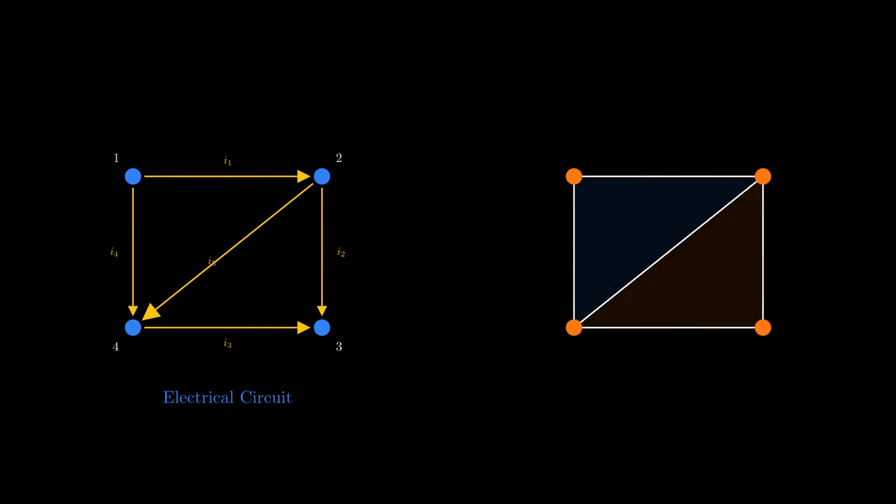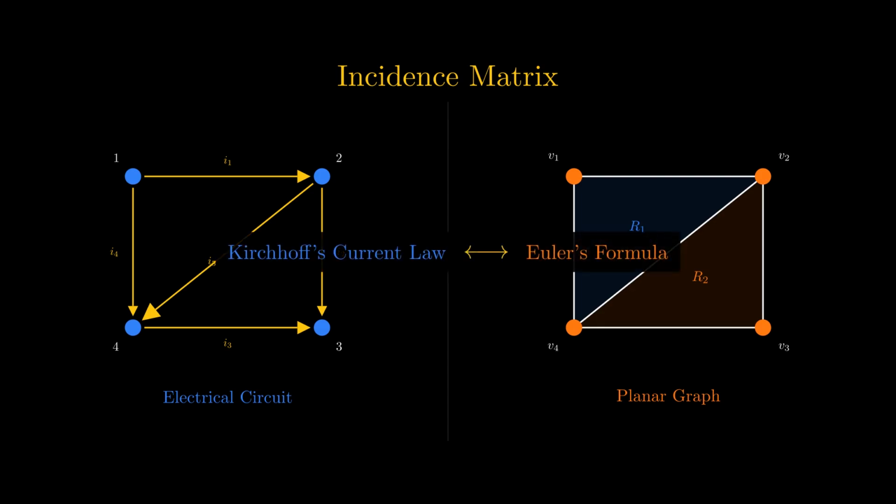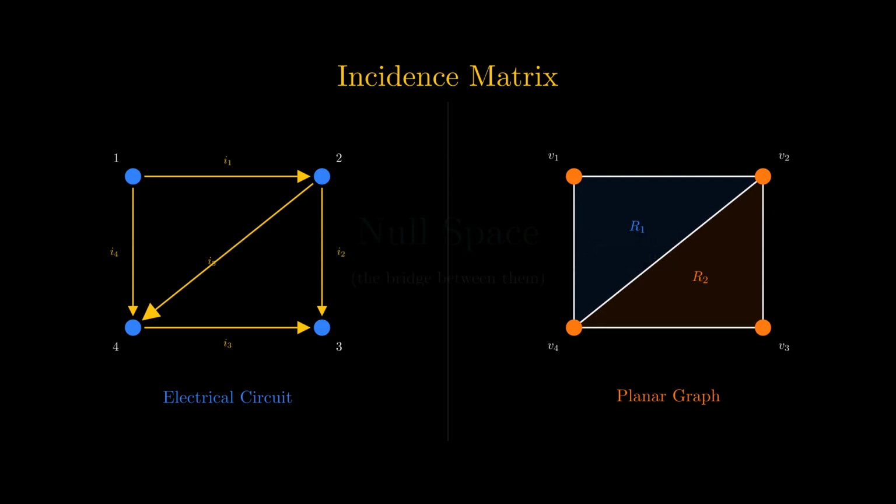On the left, an electrical circuit, currents flowing in and out of every junction, perfectly balanced. On the right, a graph: nodes, edges, regions. Circuit analysis and graph topology seem unrelated, but one matrix connects them, the incidence matrix. It links Kirchhoff's current law to Euler's famous formula. The bridge between them is the null space.